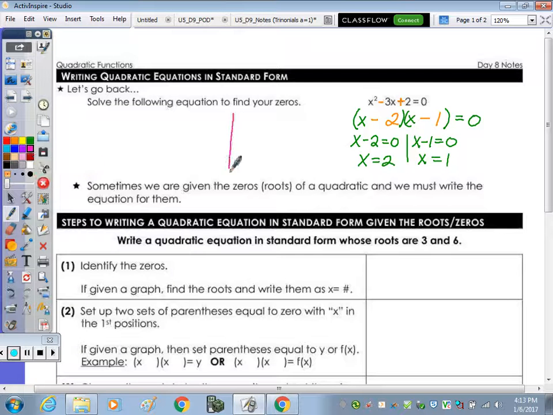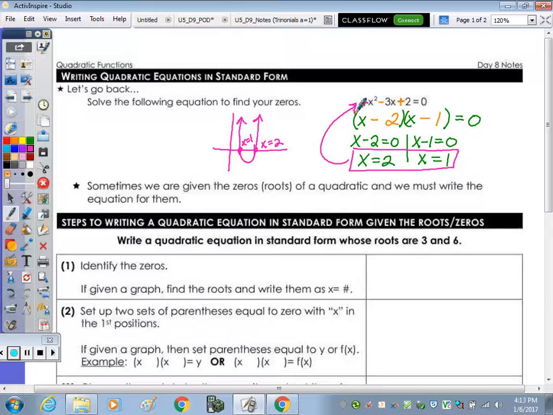And remember, the roots, 1 and 2, are where the quadratic intersects the x-axis. So it's a positive x squared, so it's going to be right side up. And again, I'm just doing a sketch. Here's x equals 1, and here's x equals 2. So they can either give you the roots algebraically or with the graph, and then we're going to work backwards and write the equation. Okay?